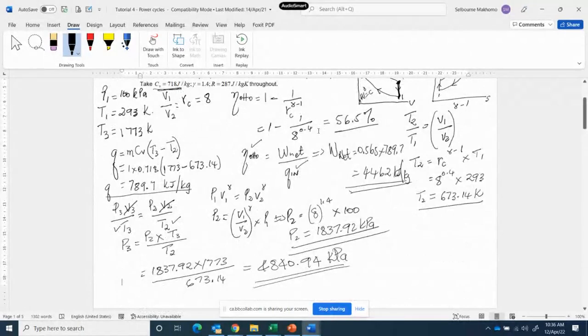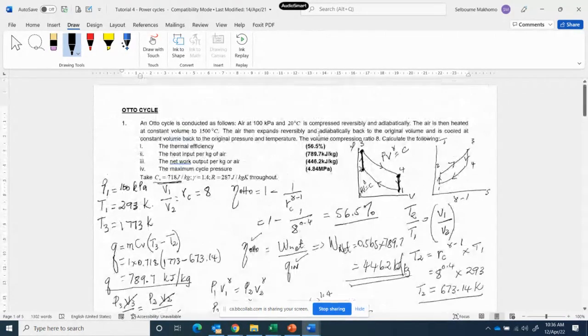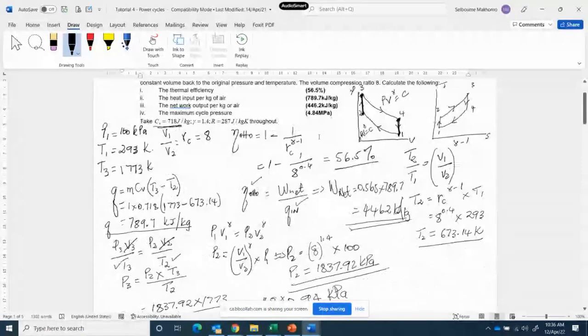Okay. Anyway, that's all about question one. I don't know if there are any questions, but as far as I'm concerned, this is pretty much straightforward. We didn't have to calculate V2, V3, V4. All the information is here. So when you are dealing with the Otto cycle, you have to expect something like this. There's nothing more than this. So this is all about the Otto cycle.